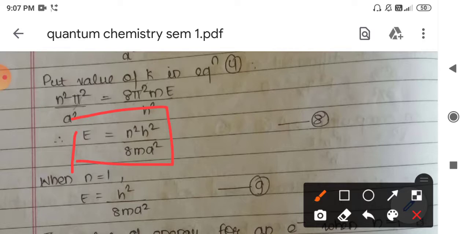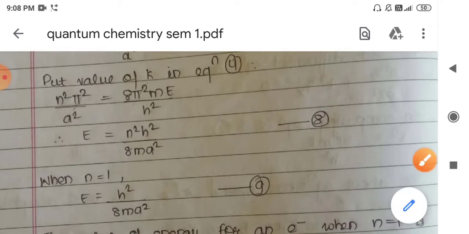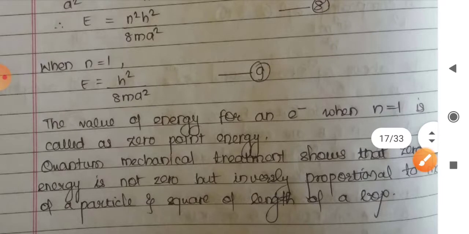The value of n cannot be equal to 0. So the value of n cannot be equal to 0, but it can have the values 1, 2, 3, not 0, 1, 2, 3. And h is Planck's constant, m is the mass of that particular body, and a is the length of our box.